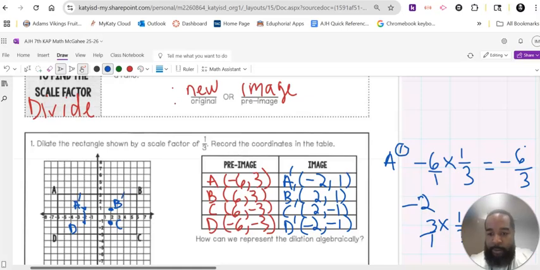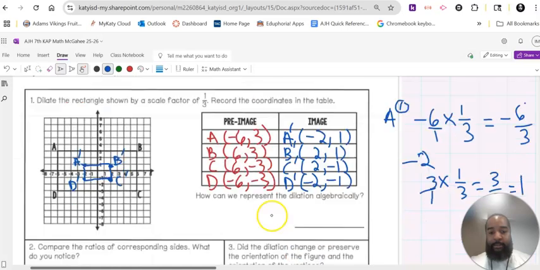And I'm going to put the little prime notations on each one of those. So if I connect the dots, I should be able to see my smaller rectangle in there. And as we can see, it's considerably smaller, right? So we notice that this scale factor did indeed result in a reduction. So now how can we express this algebraically?